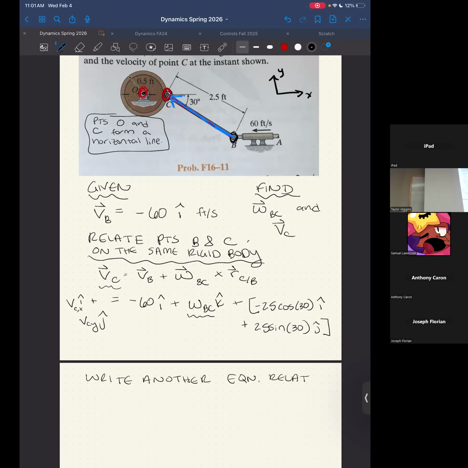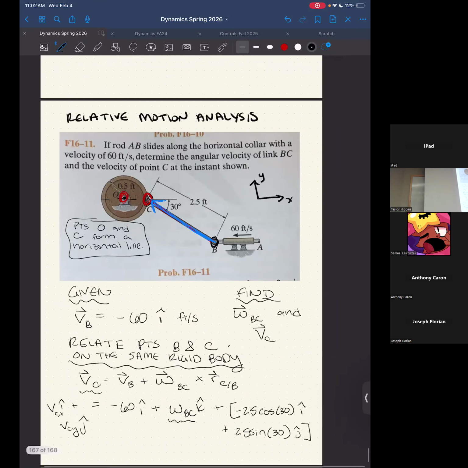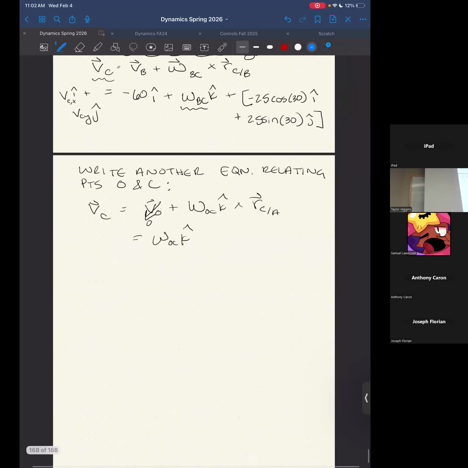Relating points O and C on the same rigid body. So velocity of C equals velocity of O plus omega OC k hat cross r C slash O. Is point O moving at all? Nope, that goes to 0. So we just get omega cross r, where r is the vector that goes to C with respect to O. So it goes this way. Should be positive 0.5 i hat.